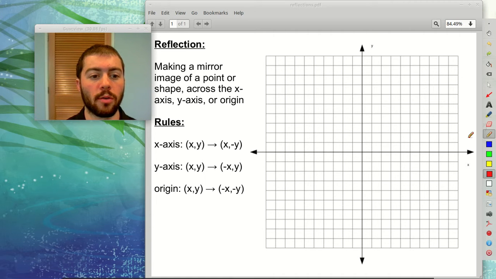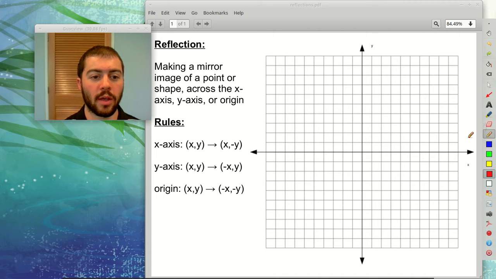In this video, we're going to go over a specific type of transformation called a reflection. A reflection is basically probably what you're imagining right now. It's just making a mirror image of a point or shape. So when you reflect something, you're seeing the same exact image, just in a reflected way, meaning it's the same image flipped and it's still congruent to the original image, right?